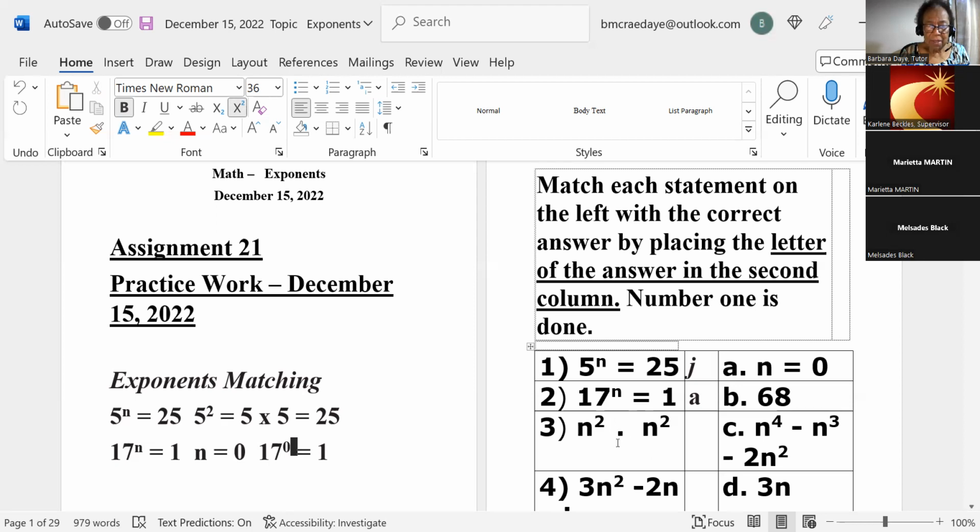Does that look like a plus? No, that's the multiplication sign. Multiplication is that symbol, or it could be an X, it could be an asterisk.